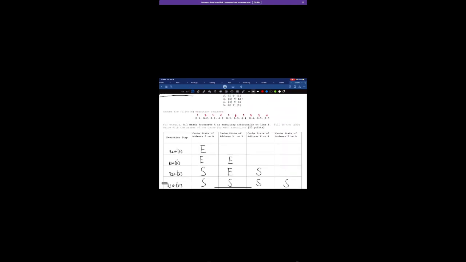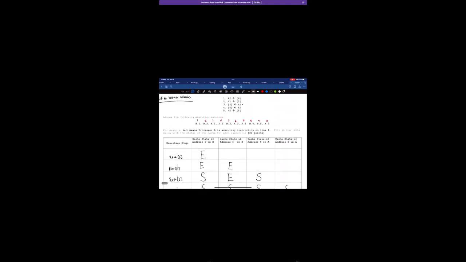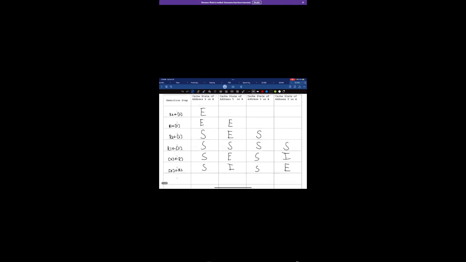Yeah. Got it. Then 7. We're running line 4 on processor A. Line 4 is we're storing R1 into 6.